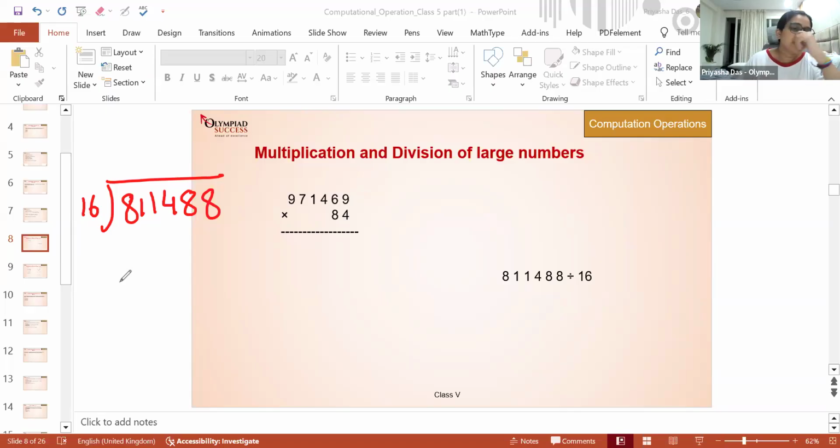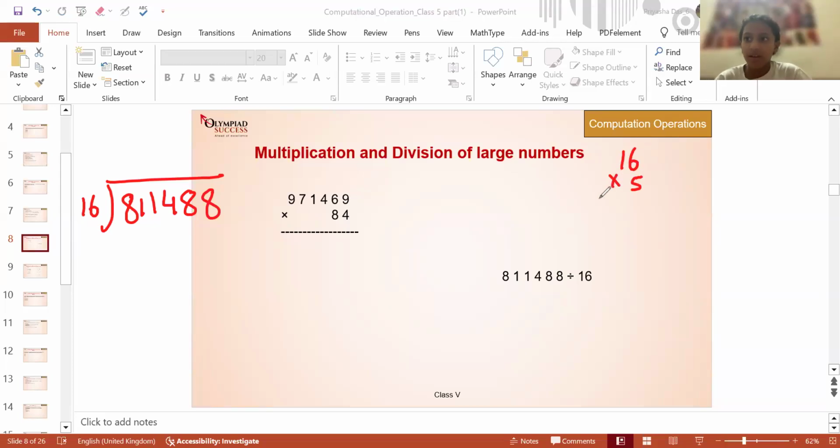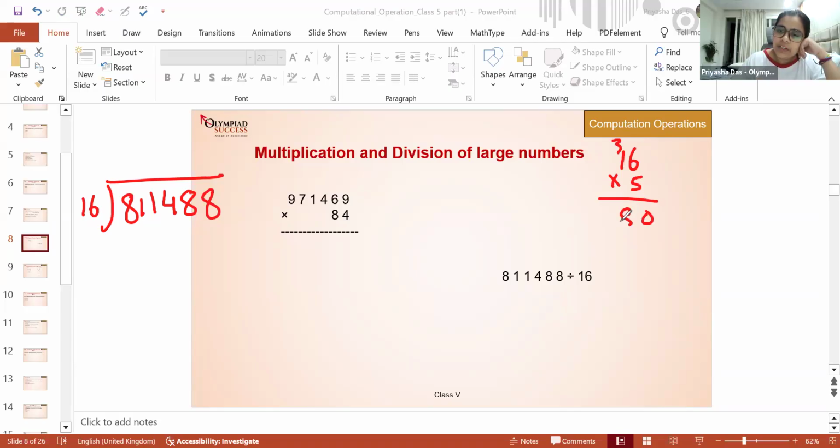Advika, say. Ma'am, my mother taught me a trick that if you know the table of 15, like 15 multiplied by 4 is 60, and you just add 16 multiplied by 4. Yeah, we can do that, Advika. Yes, that's fine. So the closest multiple of 16 is 16 times 5, 80.